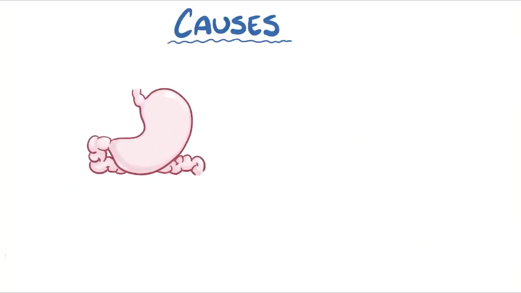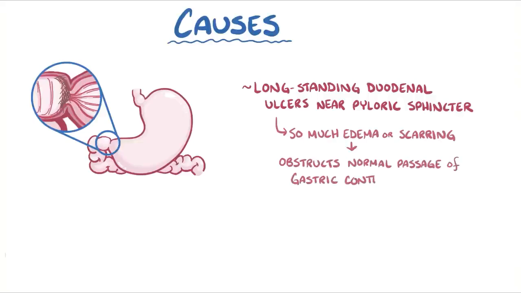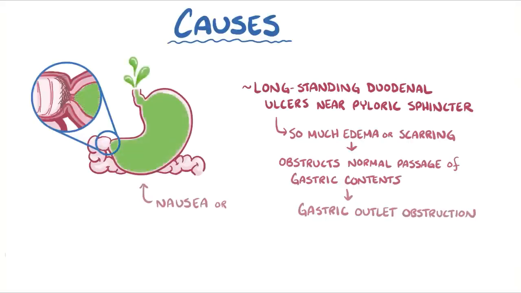Finally, and very rarely, long-standing duodenal ulcers near the pyloric sphincter can sometimes have so much edema or scarring that they obstruct the normal passage of gastric contents into the intestines, resulting in gastric outlet obstruction. And this can quickly lead to nausea or vomiting since the food literally can't get by.